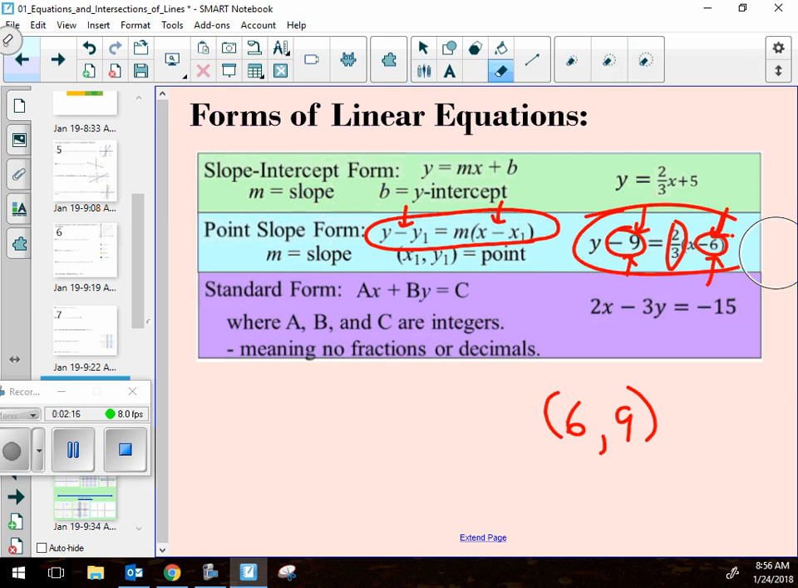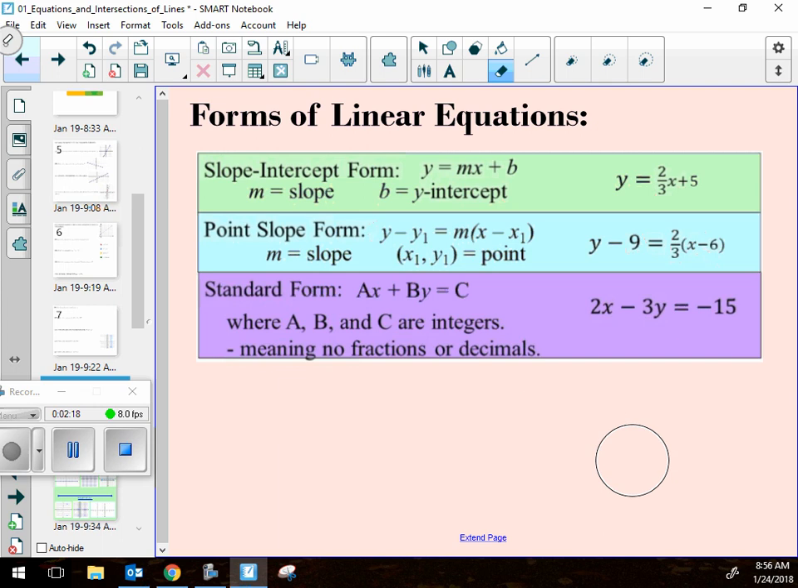All right, and then last form that we need you to know is this right here, which is standard form. You get the x's are first and then the y's and then the number.